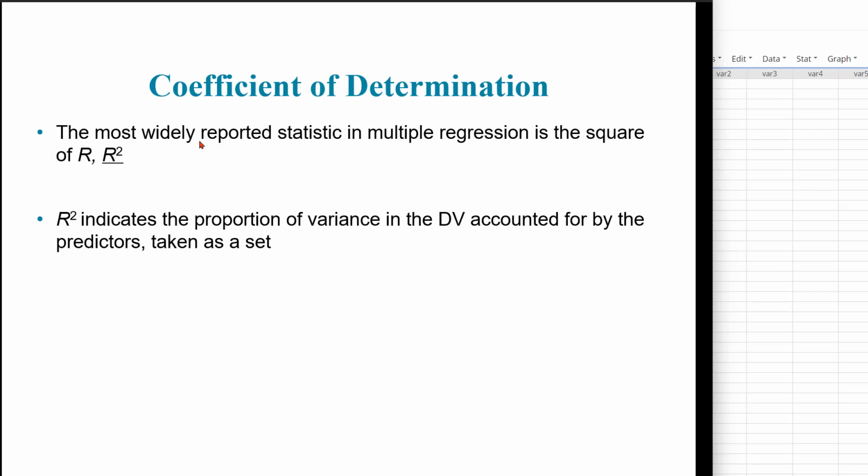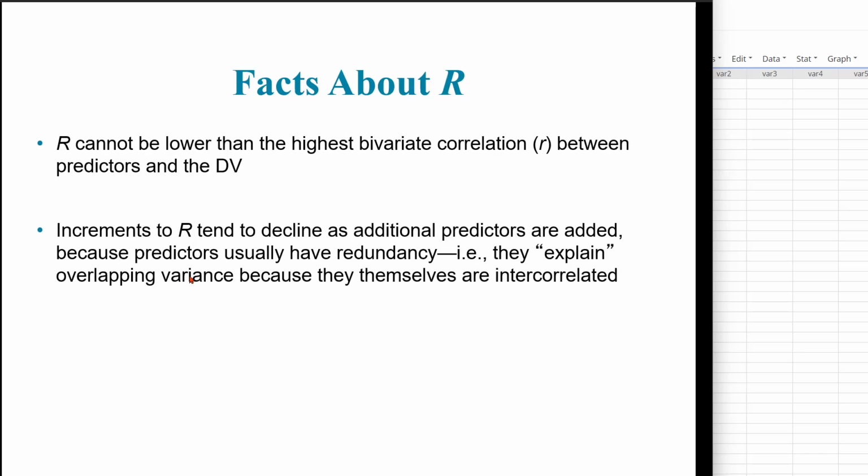The coefficient of determination, often denoted as R squared, is a metric used in multiple regression to assess the proportion of variance in the dependent variable that is explained by the independent variables. It quantifies the goodness of fit of the regression model and provides an indication of how well the model predicts the observed data.